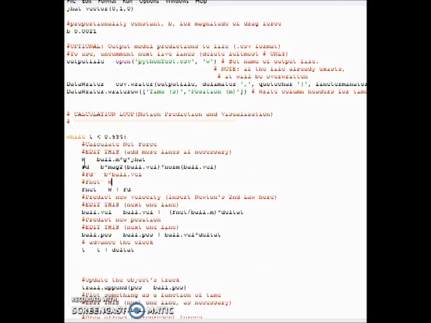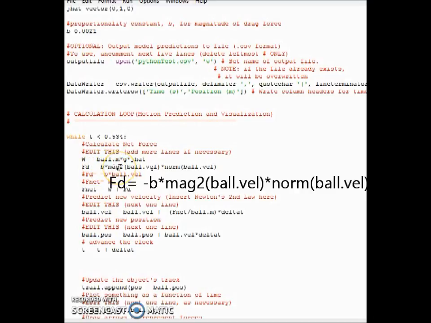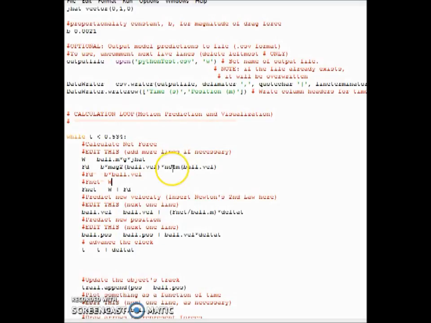In this case, we are looking at weight and drag force because that is how we will eliminate any differences between the observed model and the computational model's graphs. As you remember, drag force is negative b, the constant that we got, times the velocity's magnitude squared times normal velocity, which is needed for direction. And the net force would then be weight plus the drag force.